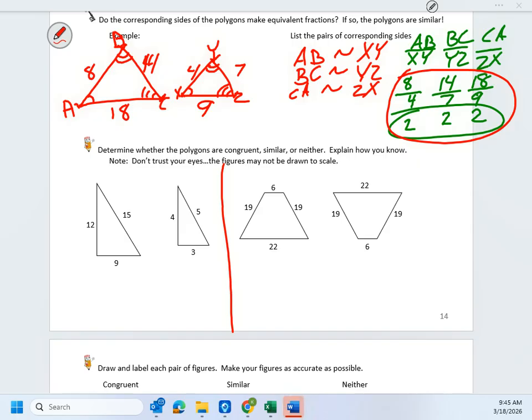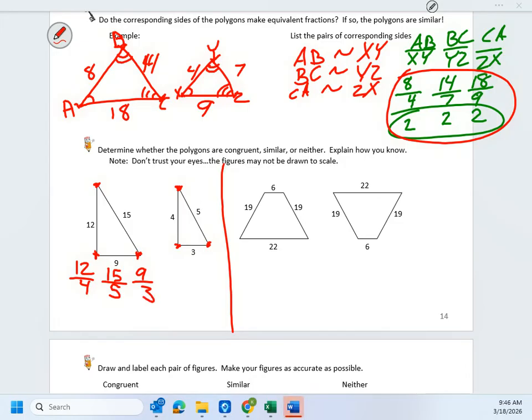Are they congruent? No. How do you know it's a no? Fernanda? Because the second one is smaller. Yeah, different size. They have different measurements. We know it's not congruent. They're not identical. So now we have to determine if they are similar. So we have to match up those corresponding sides. So we have this long side to this long side. So I'm going to say 12 over 4. Then we have this long side to this long side, 15 over 5. And we have the short side, 9 over 3.